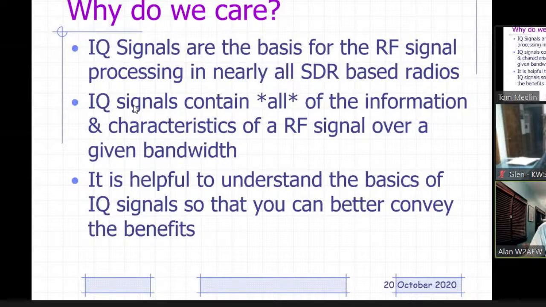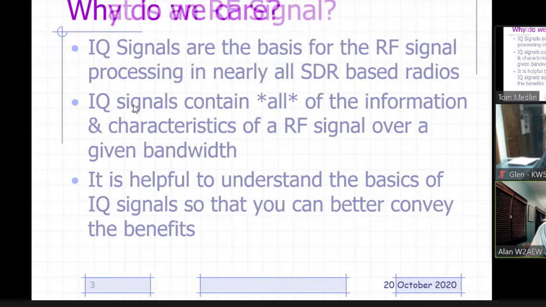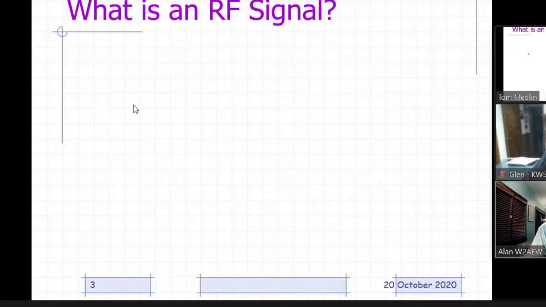Anybody who does any home brewing might have homebrewed a receiver like a Softrock or something like that. That is a quadrature sampling detector. That's also to create IQ data from the incoming RF. So that's all the same type of thing here. So let's break it down. Let's start from the basics.